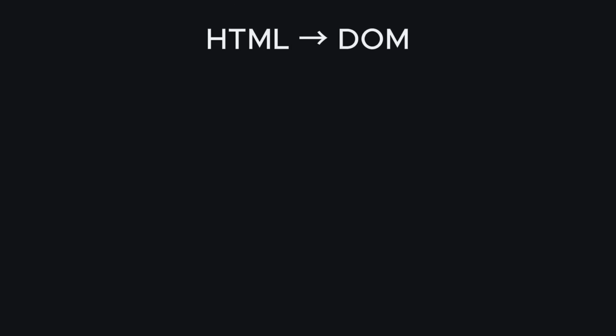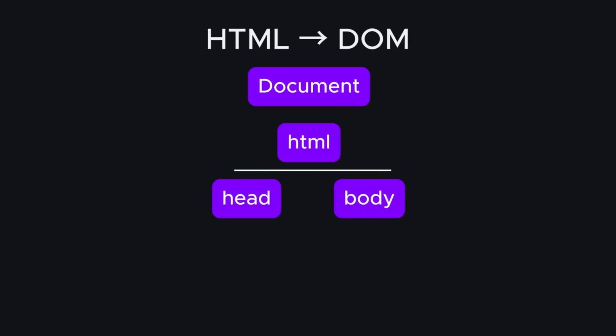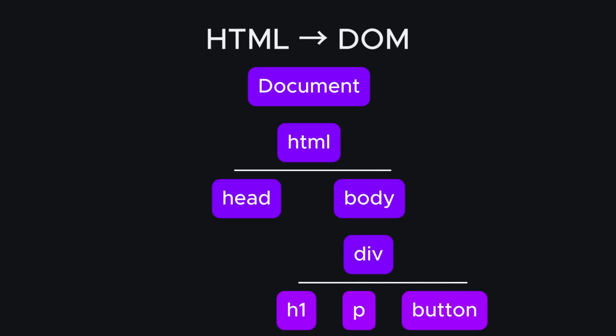The browser parses HTML and builds the document object model, or DOM. The DOM isn't your HTML file. It's a live tree of JavaScript objects stored in memory. JavaScript works with the DOM, not the original HTML file.